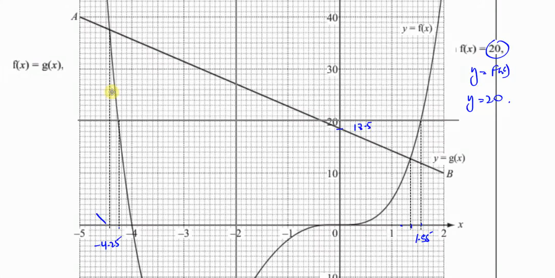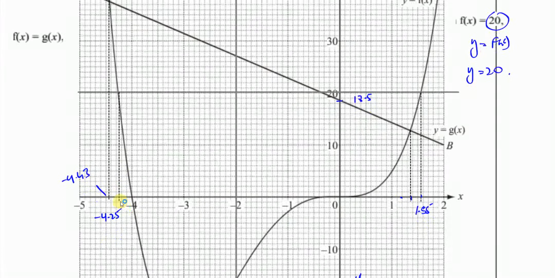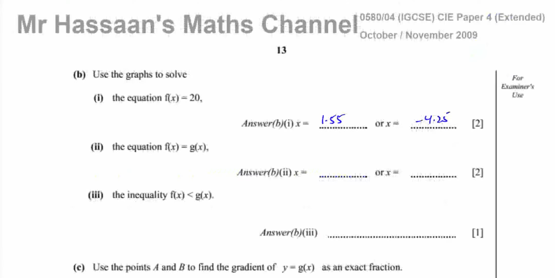So I guess I'm right. I guess if I put minus 4.1, 2, 3, 4, minus 4.45, I think that would be acceptable. I could put minus 4.4, I could put minus 4.43, because it's slightly to this side. That would also be acceptable. Okay, and the point on this side is going to be 1.1, 2, 3, 1.35. So minus 4.43 and 1.35. Okay, that's the answer to part B part 2.